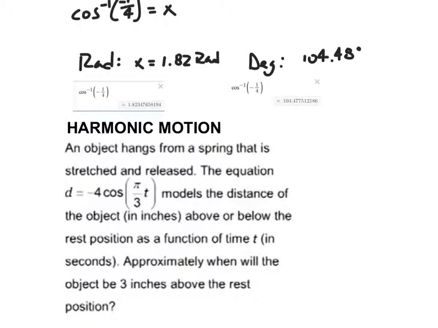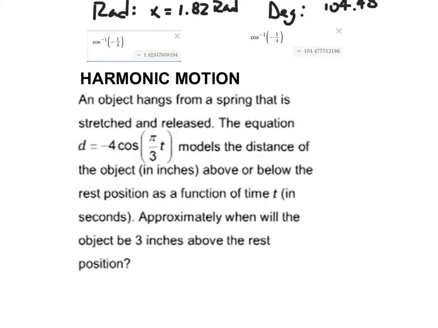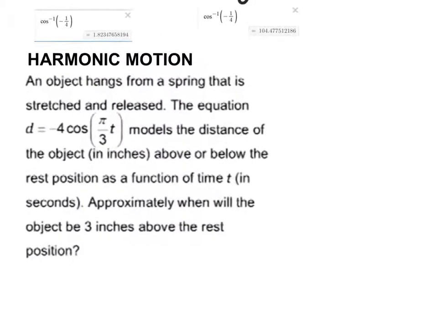Okay, an object hangs from a spring that is stretched and released. The equation d equals -4 cosine of π/3 t models the distance the object in inches above or below the rest position as a function of time t in seconds. Approximately when will the object be 3 inches above the rest position? Okay, so let's do this.